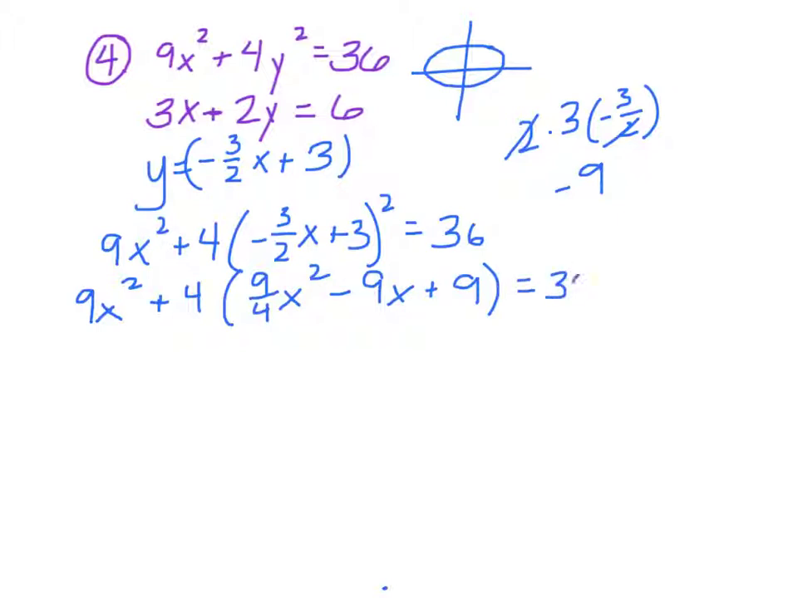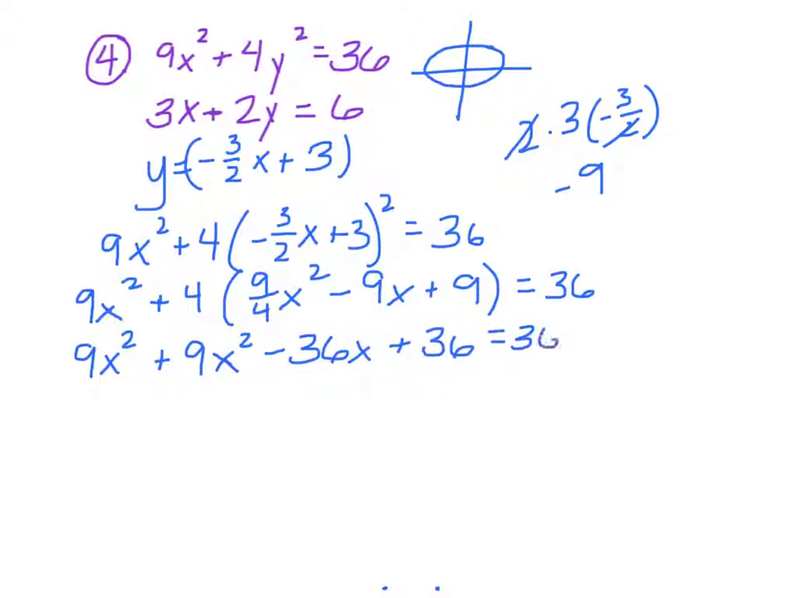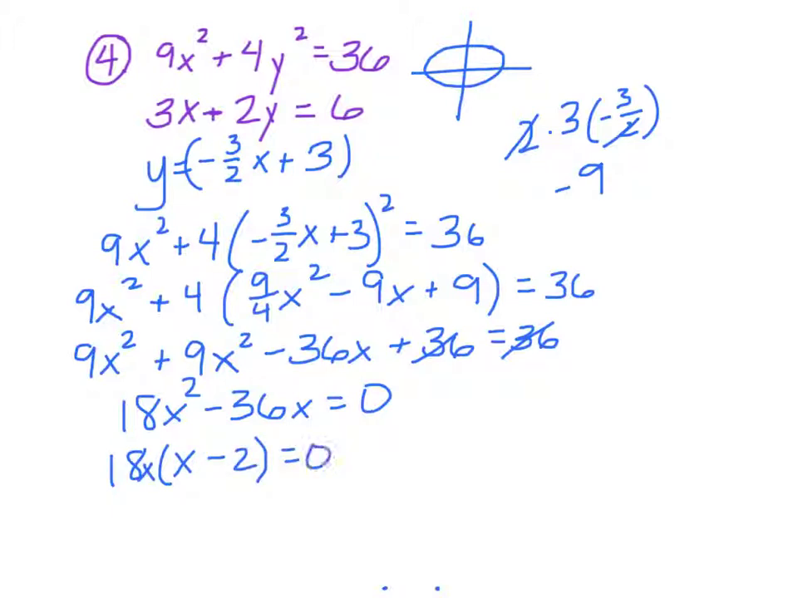And then when we multiply by 4, we're going to have 9x squared plus, those 4's are going to cancel, 9x squared again, minus 36x plus 36 equals 36. So the 36's are going to cancel because it's the same number on both sides. So I have 18x squared. This is turning out to be not that difficult at all, just those hideous fractions in between. Take out the 18x, leaving me x minus 2. So my solutions for x are going to be 0 and 2.